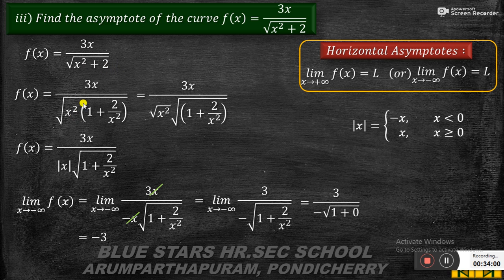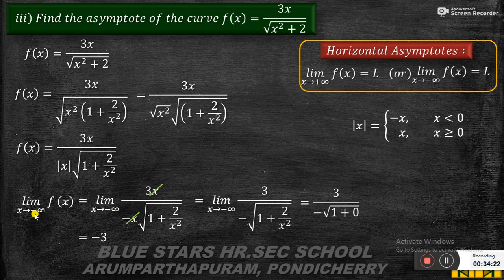So I write x square into 1 plus the numerator x square comes to the outside, so I write 1 plus 2 by x square. So in the next step 3x by, that means now I take the square root of x square into square root of 1 plus 2 by x square. So the next step is square root of x square is mod x, so 3x by mod x square root of 1 plus 2 by x square.